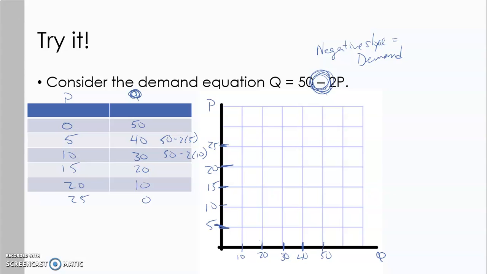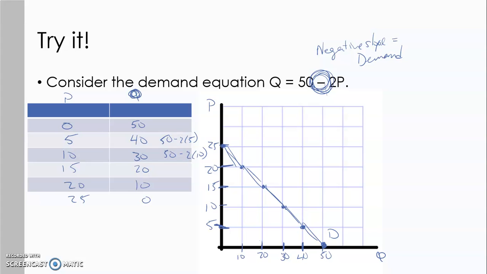And our first ordered pair, we go over 50 and up 0. Second, we go over 40 and up 5. Third, we go over 30 and up 10. And then we can continue moving in this fashion. Go ahead and connect those dots. And there's our demand curve.